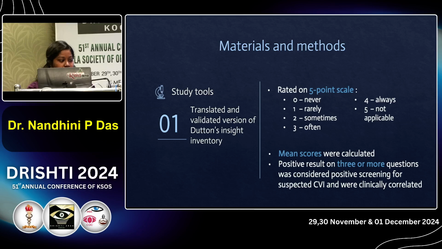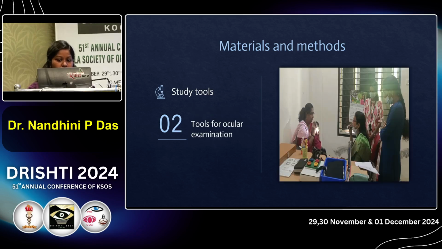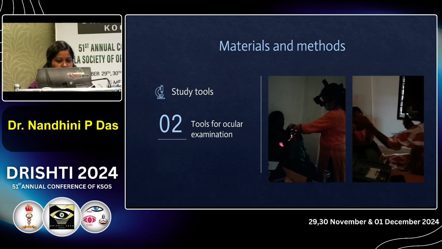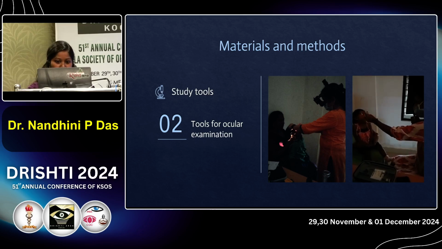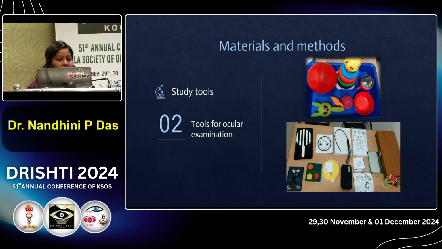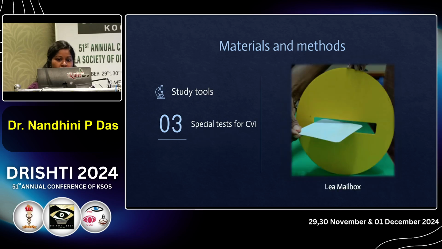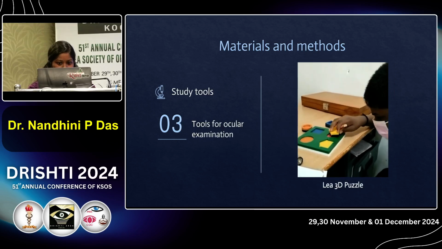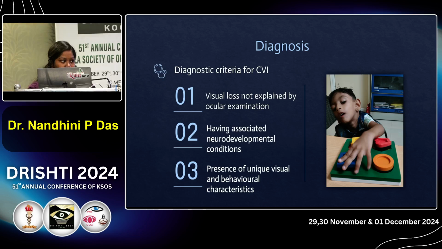A positive result on 3 or more questions is considered positive for screening of CVI, and these were clinically correlated. A comprehensive ocular examination was done including fundus examination and dynamic retinoscopy. This is the CVI clinic of our department, and these are the tools we used in our clinic. The special tests for CVI include the LEA mailbox and LEA 3D puzzle. The diagnostic criteria for CVI are visual loss not explained by the ocular examination or any associated neurodevelopmental condition, or the presence of unique visual and behavioral characteristics.